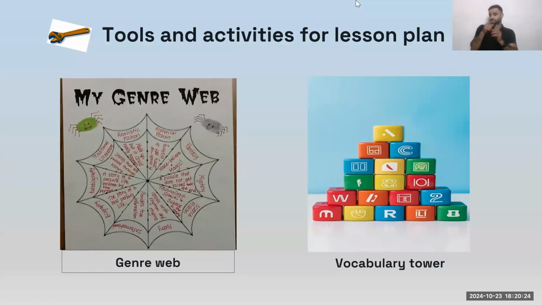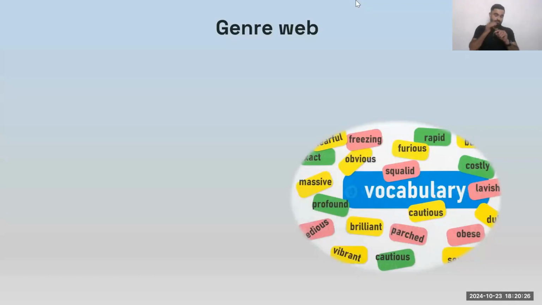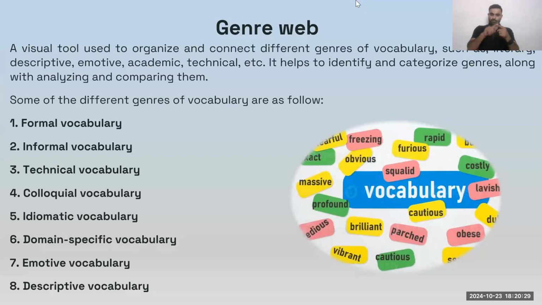The next slide. Okay, so when we talk about the Yawner Web, it is a visual tool used to organize and connect different genres of vocabulary such as literary, descriptive, emotive, academic, technical, etc. It helps to identify, please remember my word, it helps to identify and categorize different genres along with analyzing and comparing them, which is very important because at times we have seen that our learners are able to understand and recognize a word, but they are not able to compare a given set of words with another given set of words. So what sort of genres do we have?